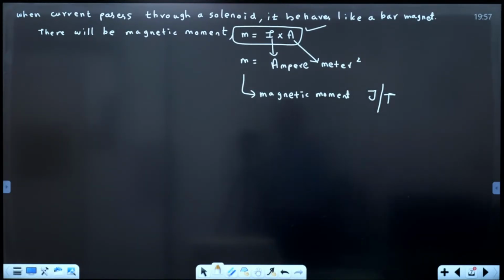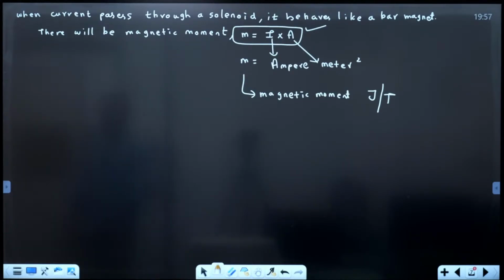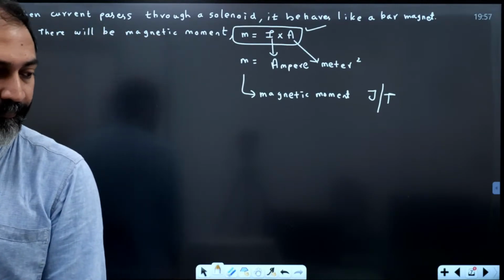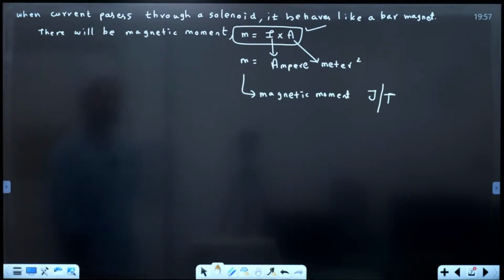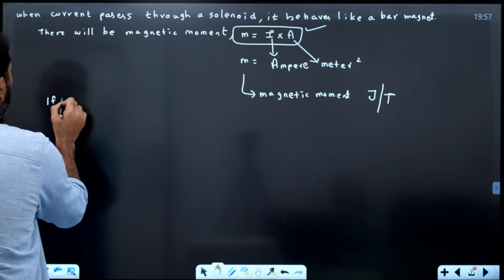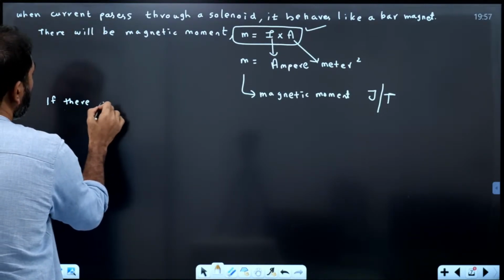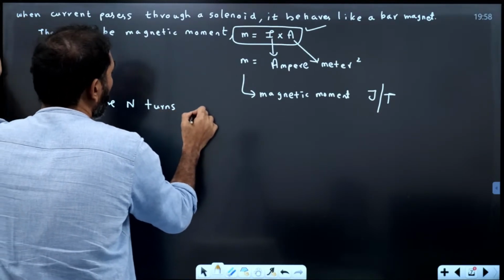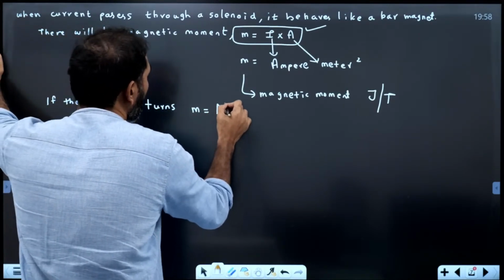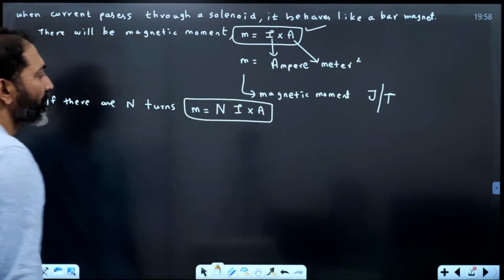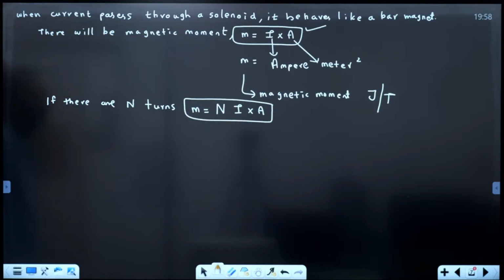So please remember, there is another unit, Joule per Tesla. Okay, magnetic moment, Joule per Tesla. Any doubts? Now, if there are n turns, then magnetic moment M is equal to NIA, number of turns into current into area.